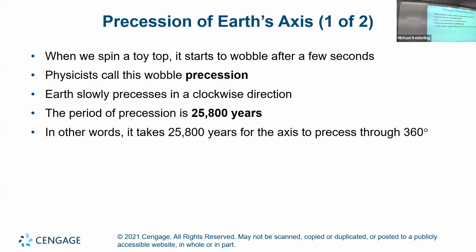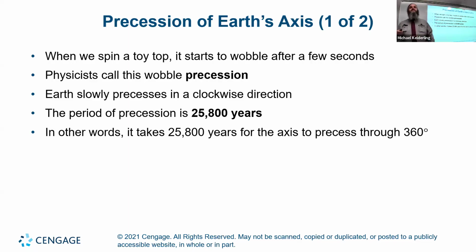25,800 years. Now, interestingly enough, this was discovered thousands of years ago. It was discovered in 150 BC by Hipparchus, studying the centuries of astronomical data that existed then. He was an ancient Greek, but he was studying Babylonian and other people's astronomical data and putting it together. So in other words, it takes 25,800 years for the axis to precess through 360 degrees.